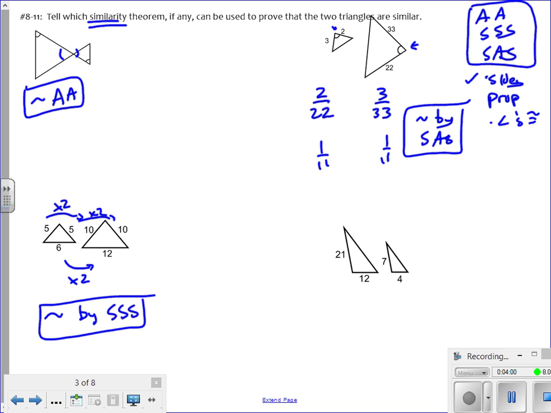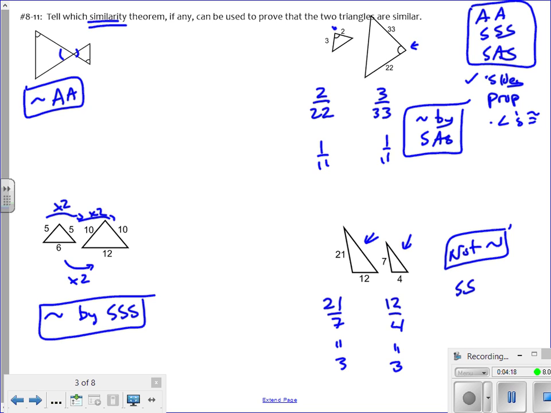And then finally, a quick check here. So 21 over 7, 12 over 4. We don't have the other side. We don't have an angle mark. So even though these two things are equal, there is no SS. So these are not similar. We don't have enough information for that number 11.